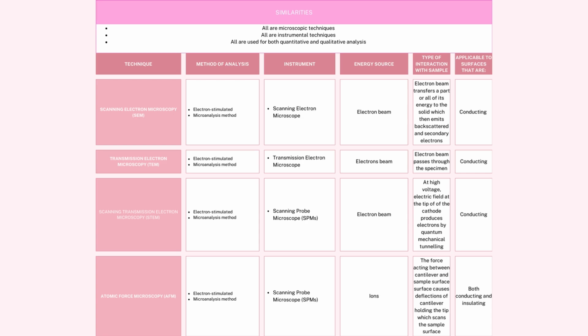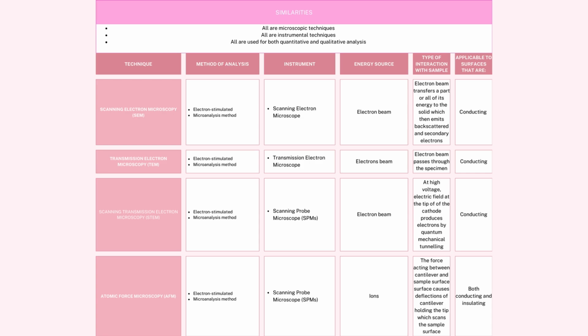But for the instrument, scanning electron microscopy uses scanning electron microscope, transmission electron microscopy uses transmission electron microscope, scanning transmission electron microscopy uses scanning probe microscope, and atomic force microscopy also uses scanning probe microscope. For the energy source, scanning electron microscopy uses electron beam, transmission electron microscopy uses electron beam, scanning transmission electron microscopy also uses electron beam, while atomic force microscopy uses ions.